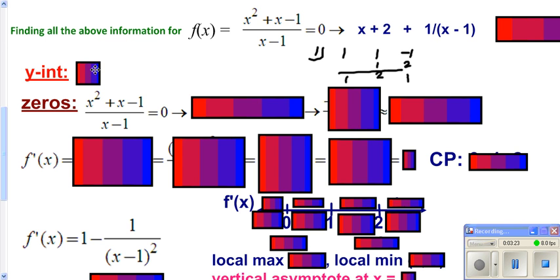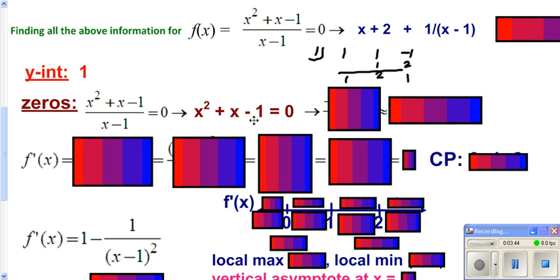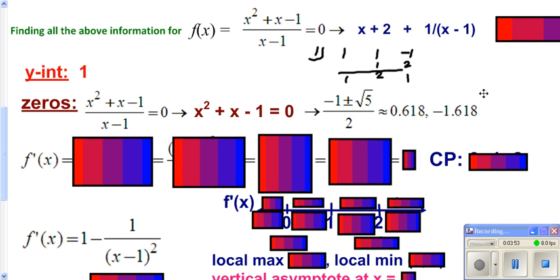Now, to find your y-intercept is when your x-coordinate is 0. So you plug in 0 into your original function and you get 1. To find your zeros, which is your x-intercepts, you set your function equal to 0. Well, your function's equal to 0 only when the top is equal to 0. Then you can use your quadratic formula. You get these for your zeros, but for the sake of graphing, you probably want the decimal approximations.